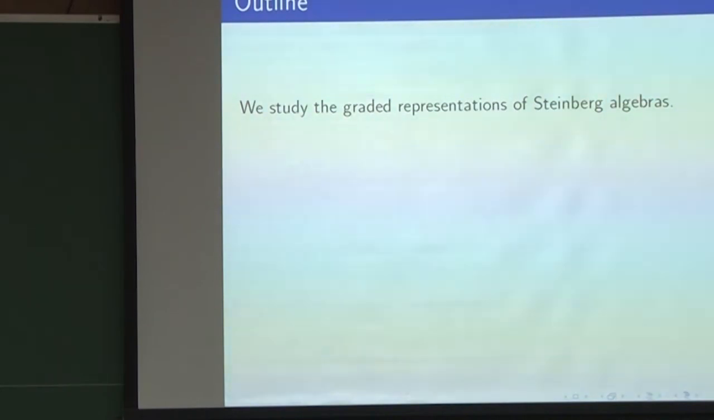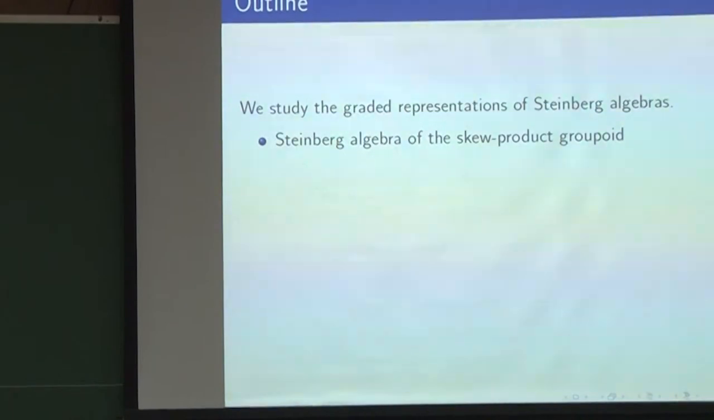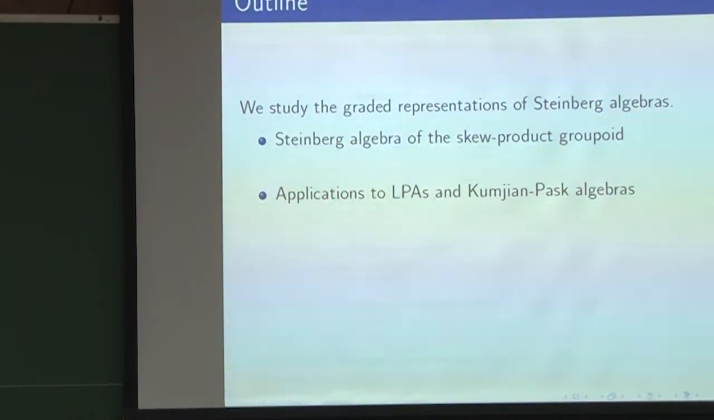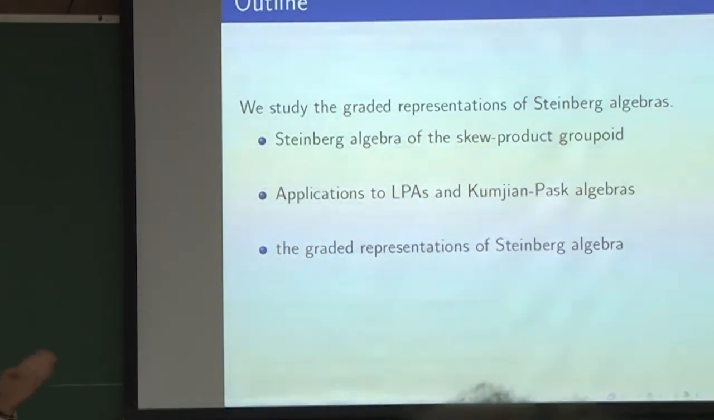Here is our outline. We study the graded representations of Steinberg algebras. We look at the Steinberg algebra of the skew product groupoid, and then we apply our results to the Leavitt path algebras and the Kumjian-Pask algebras. We can obtain the presentation of the graded monoid for the Leavitt path algebra and Kumjian-Pask algebra. In the last part, we will use a special invariant subset of the groupoid to construct graded modules for the Steinberg algebra.